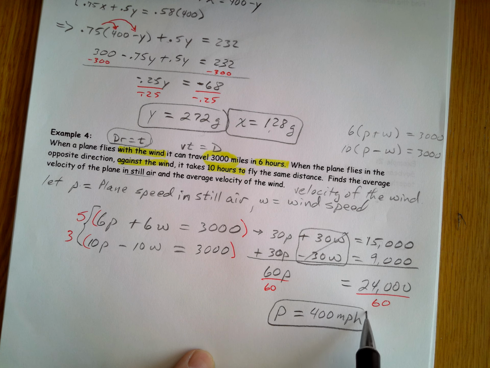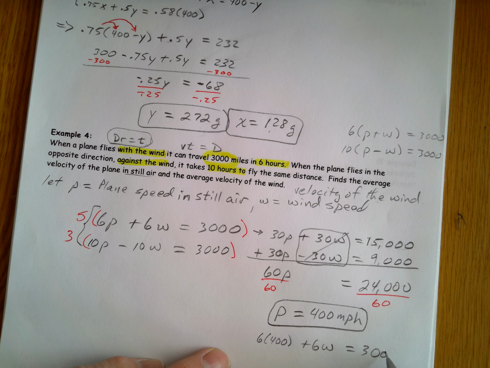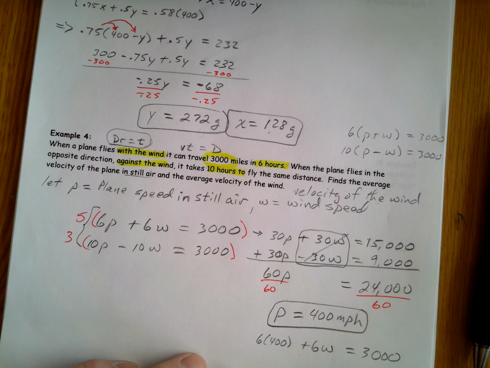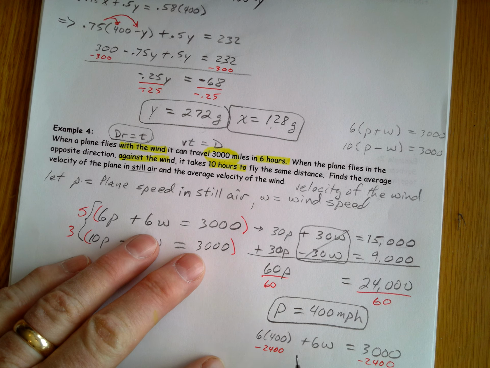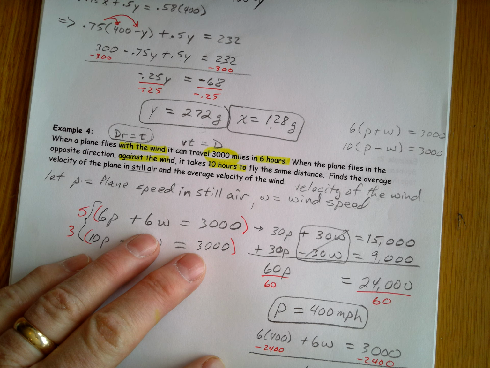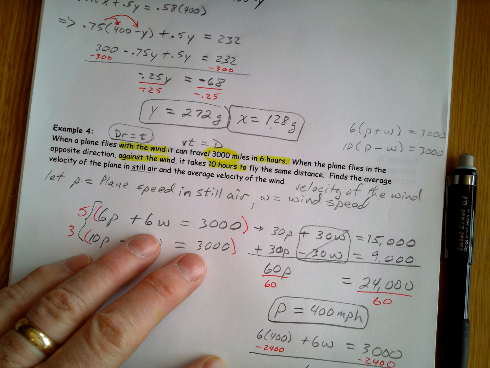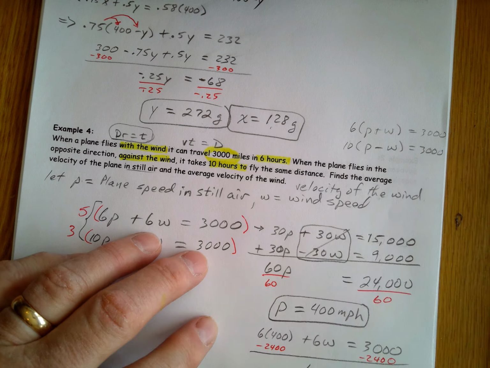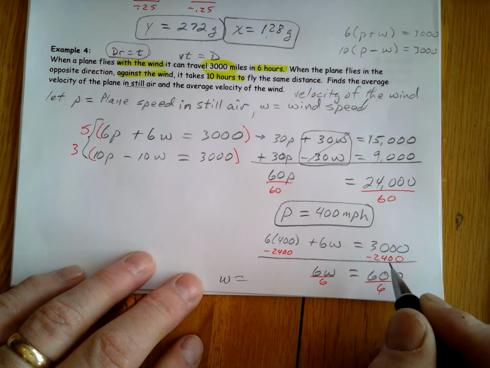How do I find the wind speed? I'm just going to go 6 times 400 plus 6W equals 3,000. Then I'm going to subtract 2,400, subtract 2,400. Then I get 6W equals 600. Divide by 6 and divide by 6. Oh, you can't see. W equals 100 miles per hour.